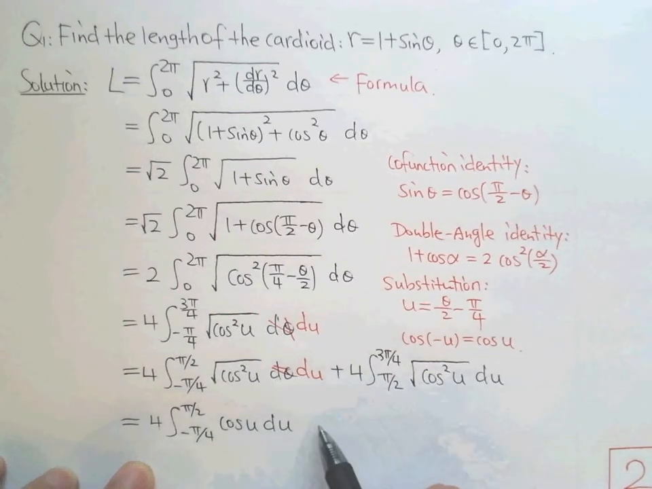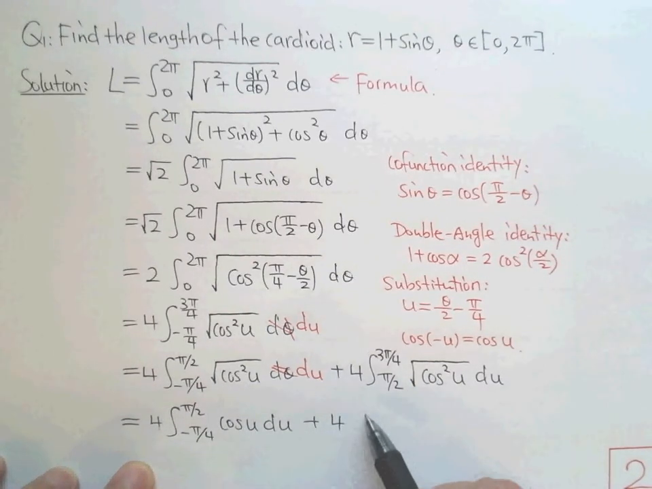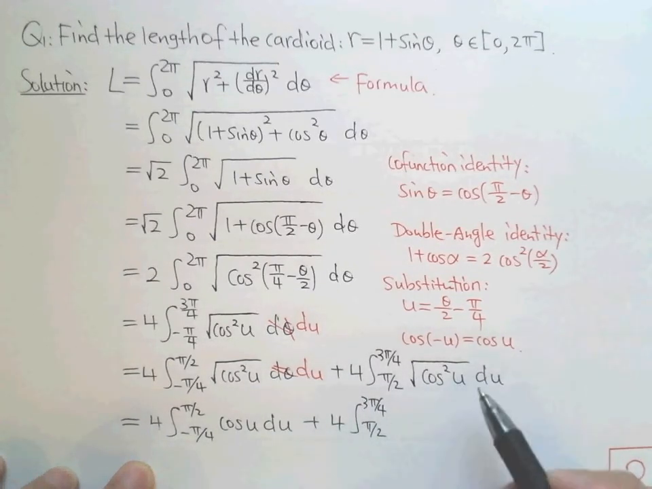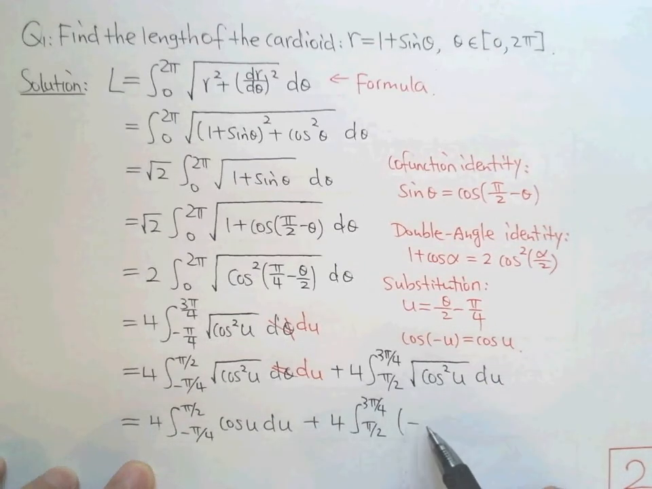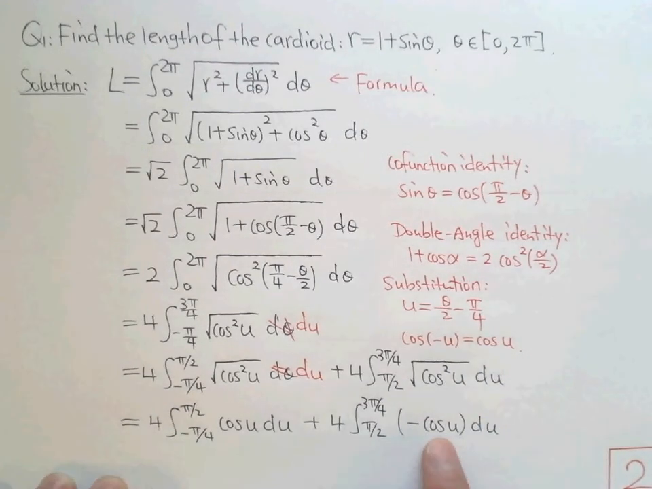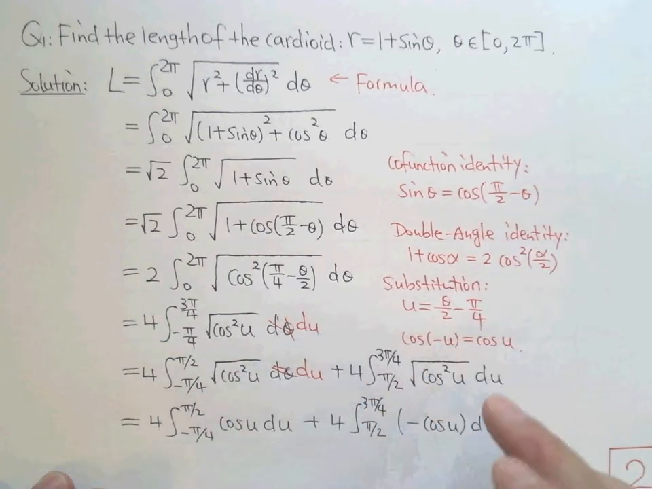But this, what do we have? See? And the pi over 2 to 3 pi over 4. The third quadrant, this is negative, therefore we need to write this negative cosine u, du. This is why you can see the difference. This is positive, this is negative. That's why we need to break it down into two integrations. Okay, now it's easy. You finally get it right.